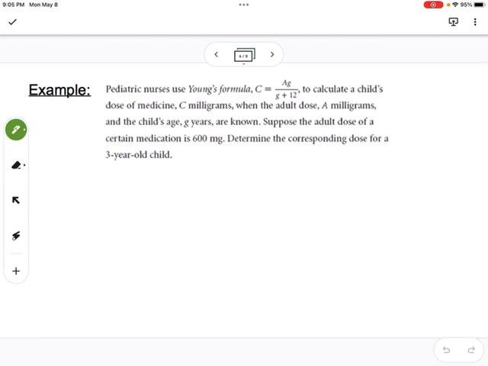Okay, so this one here, pediatric nurses use Young's formula, C equals AG over G plus 12, to calculate a child's dose of medicine, C milligrams, when the adult dose A milligrams and the child's age G years are known. Suppose the adult dose of a certain medication is 600 milligrams. Determine the corresponding dose for a 3-year-old child.